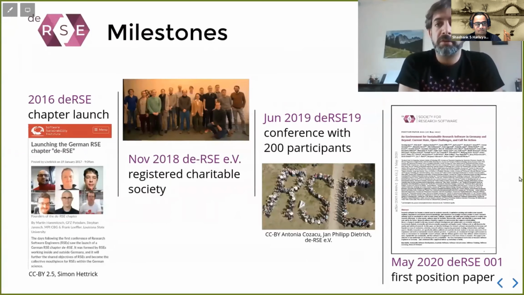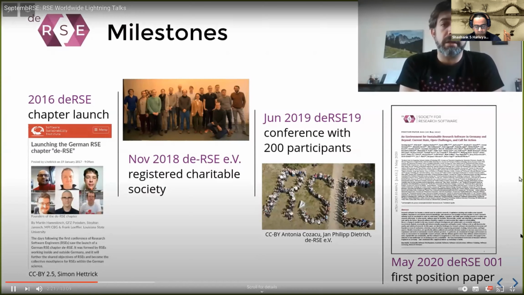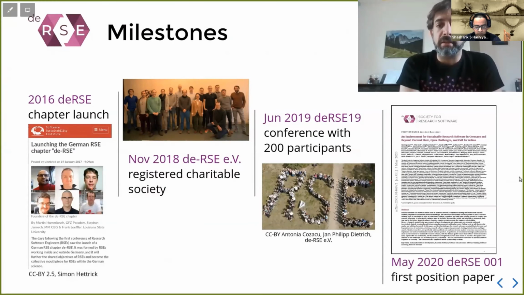For those of you who don't know us yet, here are some milestones we had. DRSE was founded in 2016 as a follow-up to the UK RSE conference this year. Then in 2018, we were able to register as a charitable society in Germany as the DRSE Verein. In 2019, we had the first German RSE conference in Potsdam with around 200 participants. And in May 2020, we were able to publish the first position paper of the DRSE Society with the topic of sustainable research software in Germany and beyond.